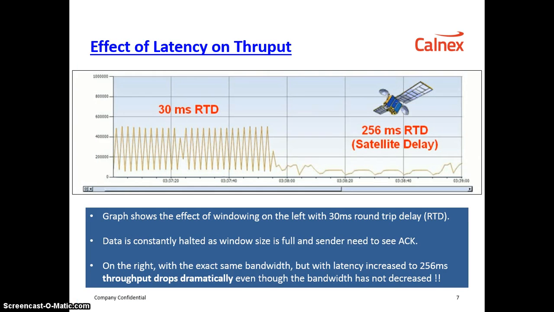This graph here shows the effect of latency on throughput. The first section on the left shows the effect of windowing with just 30 milliseconds of round-trip delay. Now you can see the data is constantly halted as the window size is full, and then the sender needs to send the acknowledgement packets back again. Now on the right hand side, with the exact same bandwidth but with the latency increased even further to 256 milliseconds this time, the throughput drops dramatically, even though the bandwidth of the link has not decreased in the slightest.